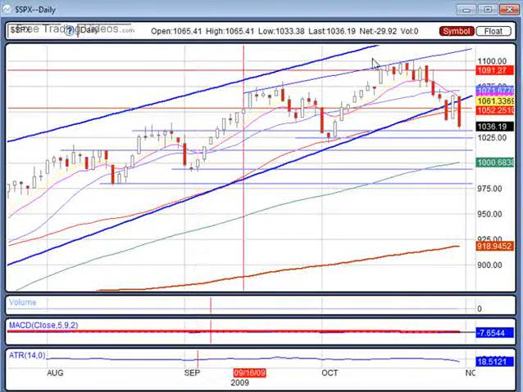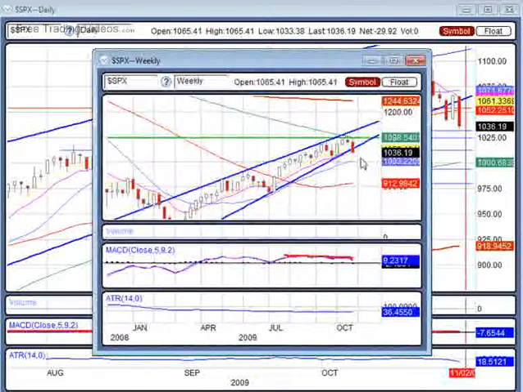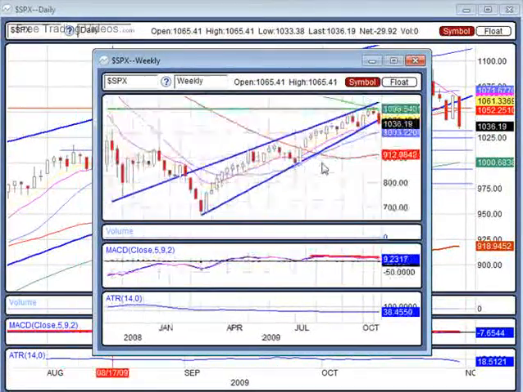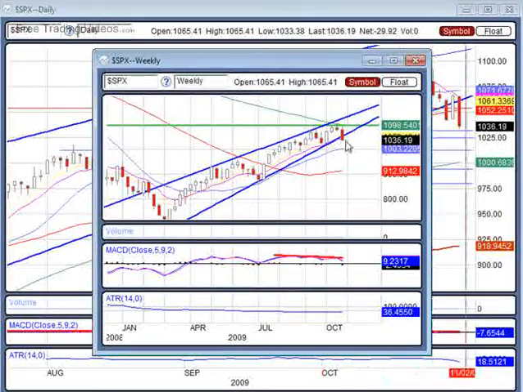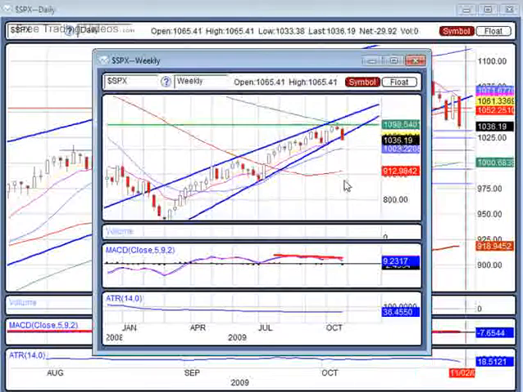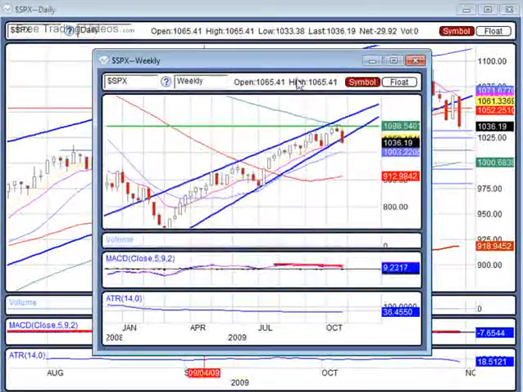Watch this. I'm going to also bring in the weekly. Here's the weekly. The weekly broke major support. Look at this. Support, support, support. We broke it. The week ended breaking support. That is bad news. Also a bearish divergence here on the MACD.